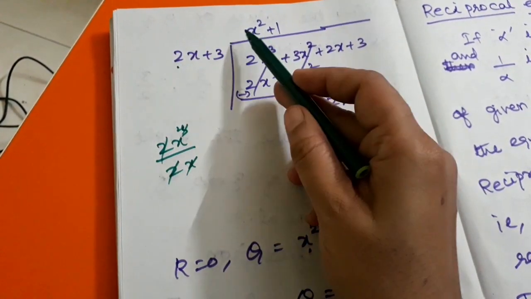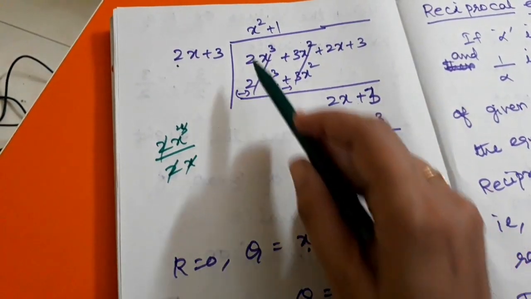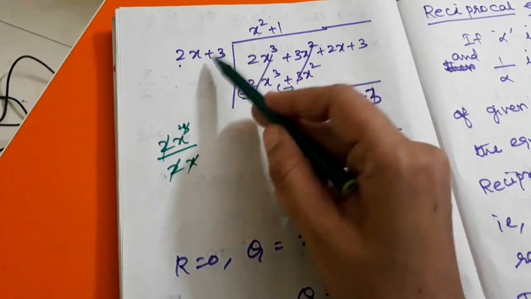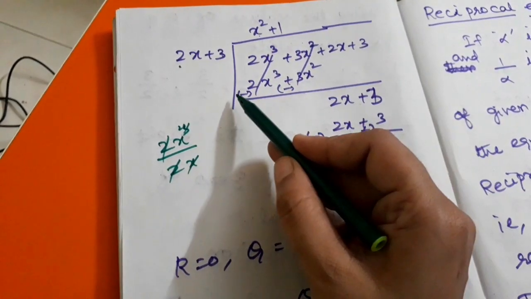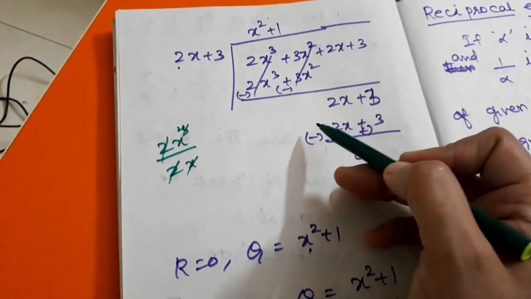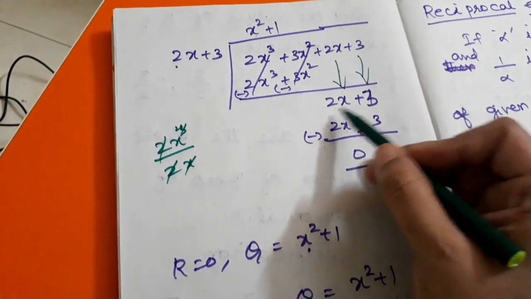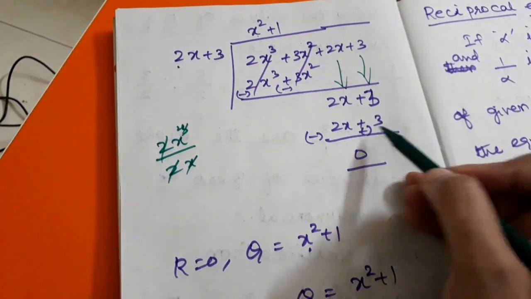Now I want to multiply this term by this term. So 2x cube, and 3 into x square is 3x square. So I can change the sign and I can cancel. Here this term I can bring down. So 2x plus 3, 2x plus 3.